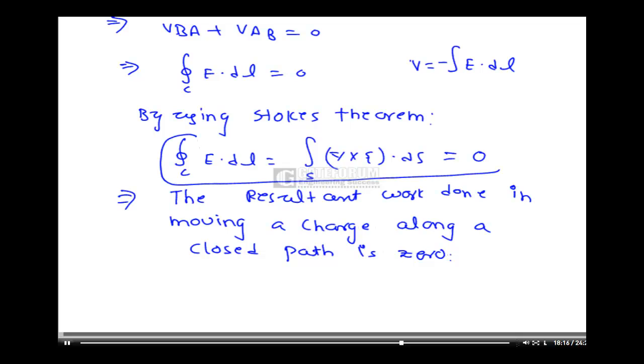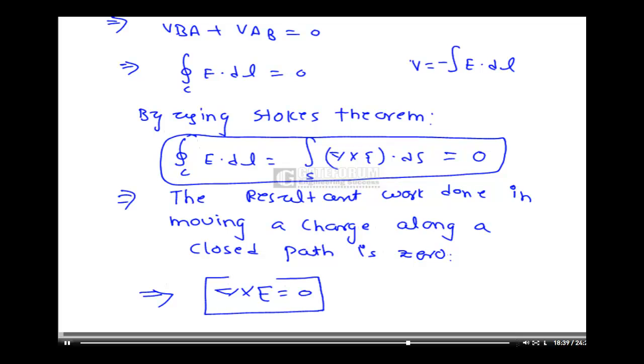So this statement implies what? Del cross E is equal to 0. That is, there is no rotational field at all. The electric field is not rotating at all in free space. That is, the circulation of the field is 0. The circulation of the electric field is 0. So del cross E is equal to 0.